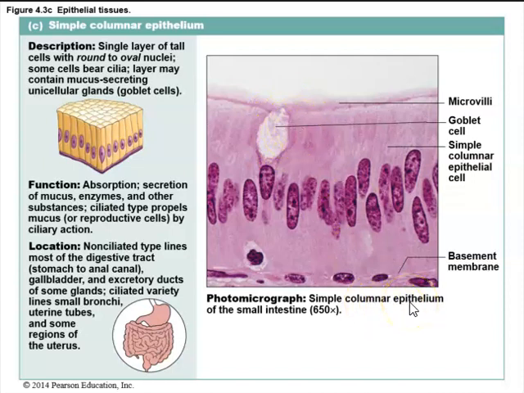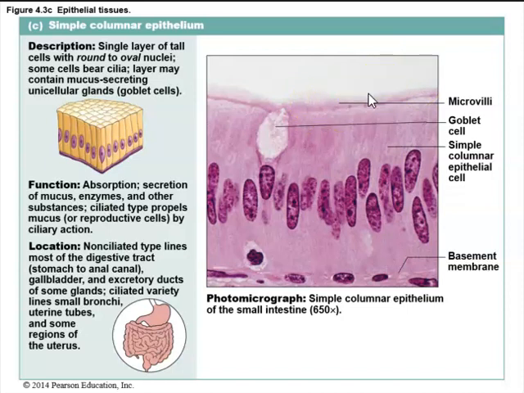Function of the simple columnar epithelium, again: absorption, and secretion of mucus, enzymes, and other substances. Again, the ciliated types of simple columnar epithelium can propel mucus or reproductive cells by the action of the cilia.